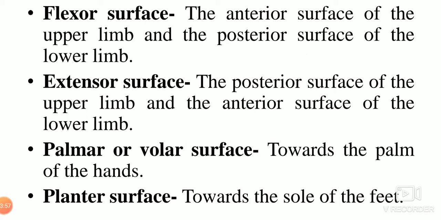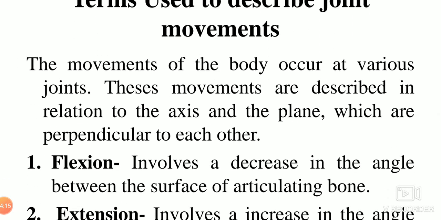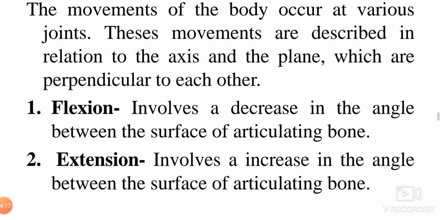Vice versa, the posterior surface of the upper limb and the anterior surface of the lower limb is termed as extensor surface. Now regarding palmar or volar surface, towards the palm of the hands. Plantar surface, towards the sole of the feet. Okay, now terms used to describe joint movements.